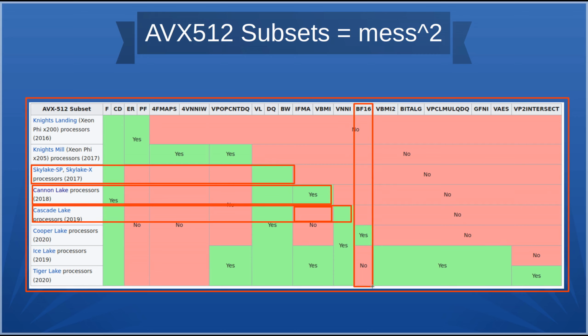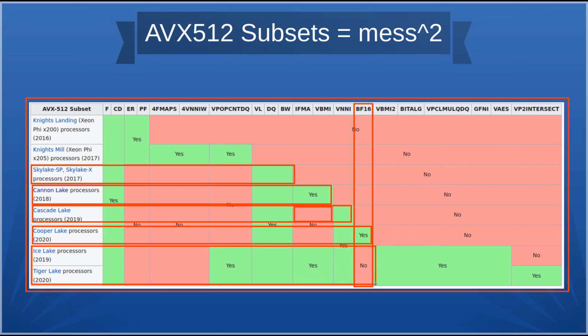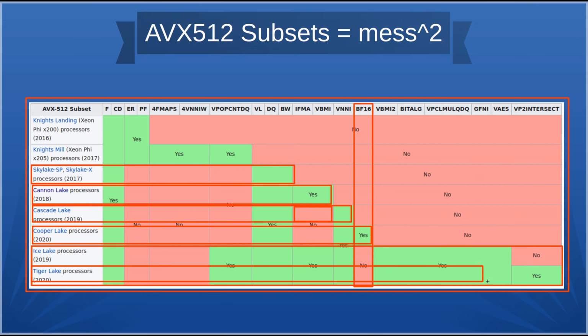And only bfloat16, which is really useful for machine learning, is a big thing actually. ARM is also going to support bfloat16 since next year. So you can see only Cooper Lake here is supporting bfloat16. Strangely, Ice Lake and Tiger Lake increased the support, but they are not supporting bfloat16. So even Tiger Lake, the newest architecture from Intel, doesn't support them all. And that's quite a big problem.